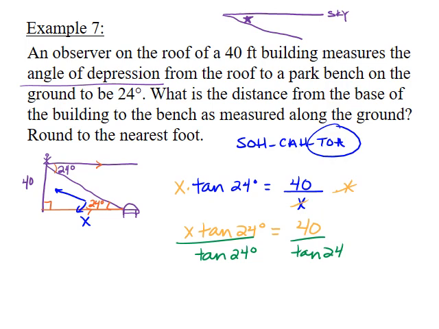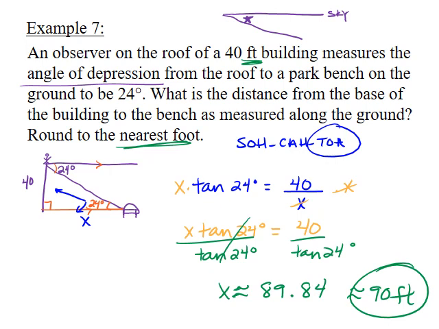So we're just going to plug this into our calculator. Since the angle measure is given to us in degrees, we want our calculator to be in degree mode. So you will take 40 divided by tangent of 24, and you should get approximately 89.84. Since we want to round to the nearest foot, this would be approximately 90 feet. This concludes the information from section 4.3.